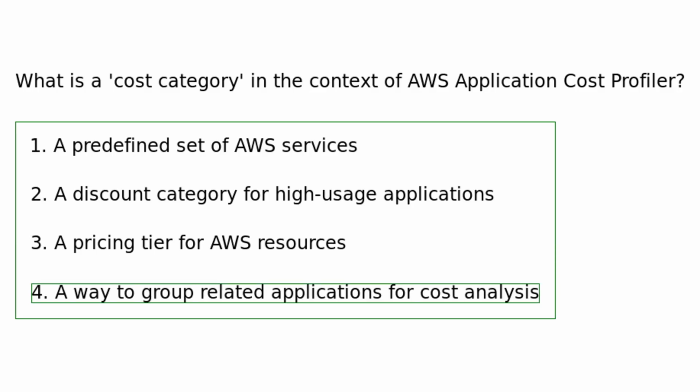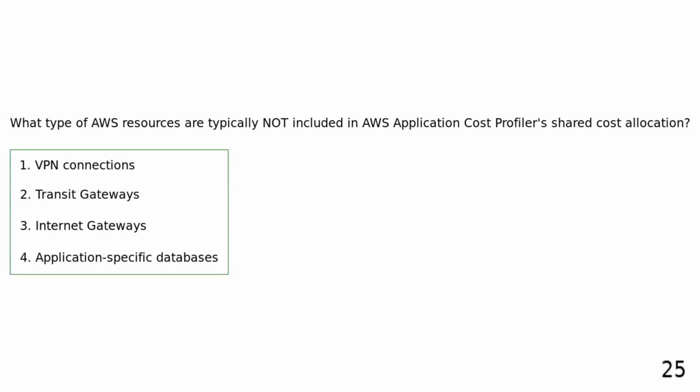In AWS Application Cost Profiler, a cost category is a feature that allows you to group related applications or services together for easier cost analysis and reporting. What type of AWS resources are typically not included in AWS Application Cost Profiler's shared cost allocation?